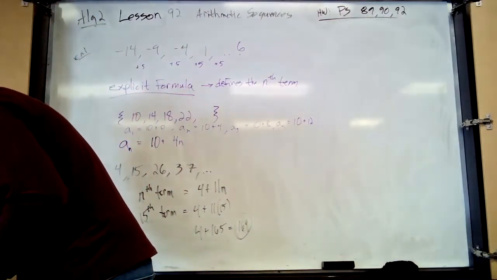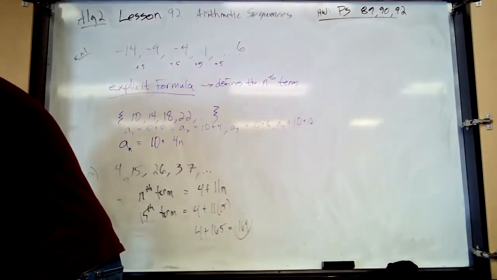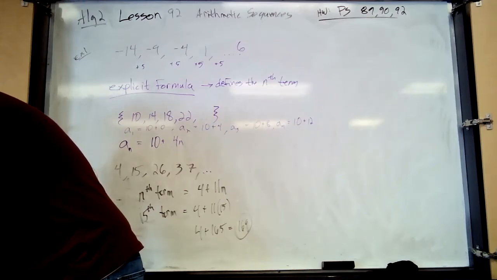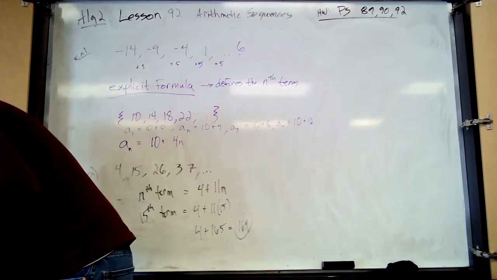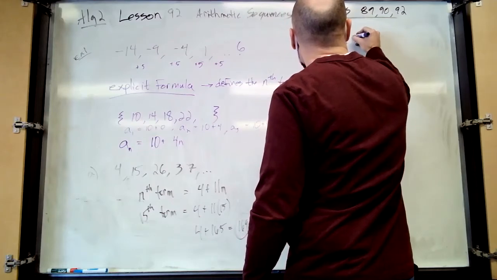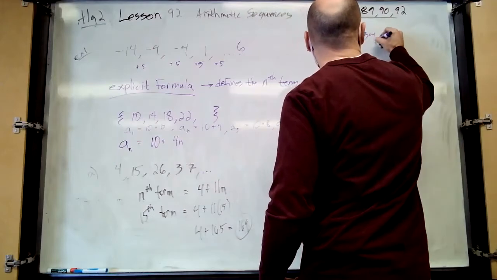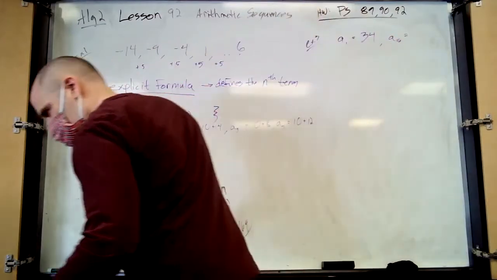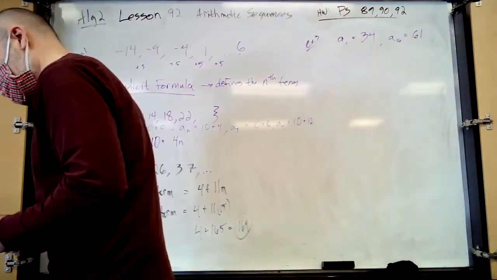All right, moving on. Finding the nth term given any two terms. So this is example 3. Find a of 1 of an arithmetic sequence given that a of 1 equals 34 and a of 16 equals 61. Okay, that's weird. So this is example 3. A of 1 equals 34 and a of 16 equals 61. Any guesses on how you do this?